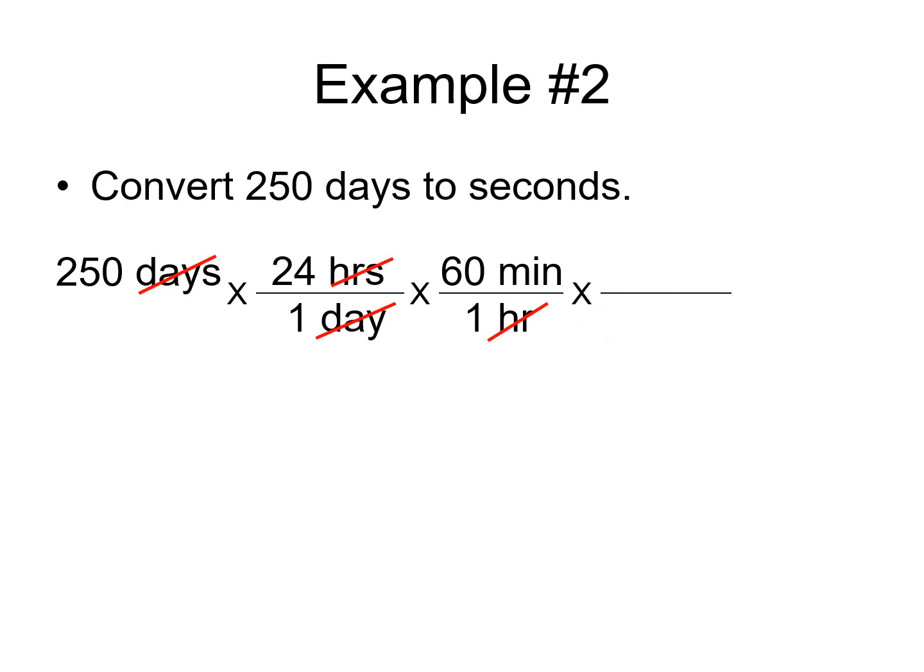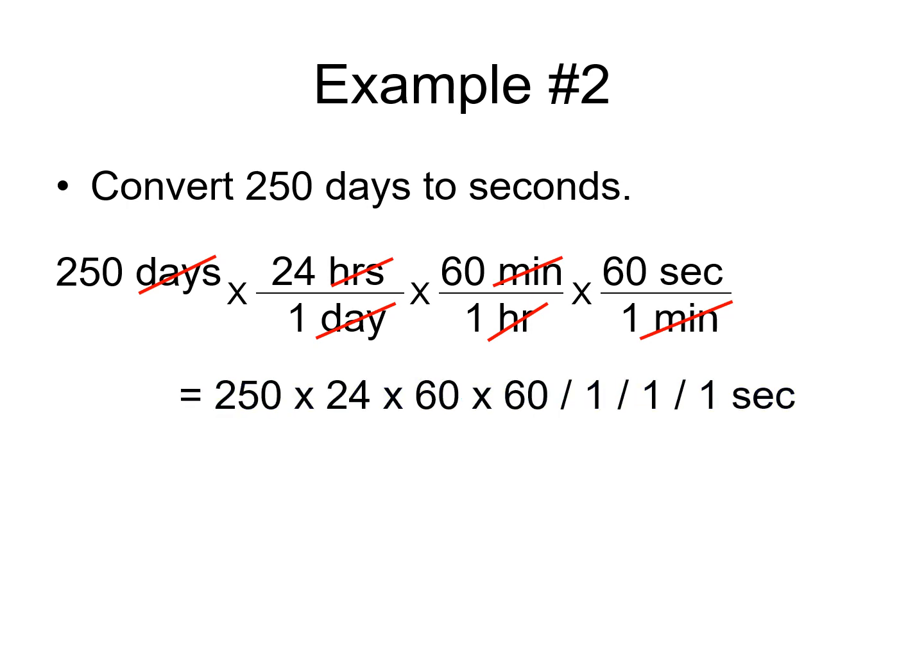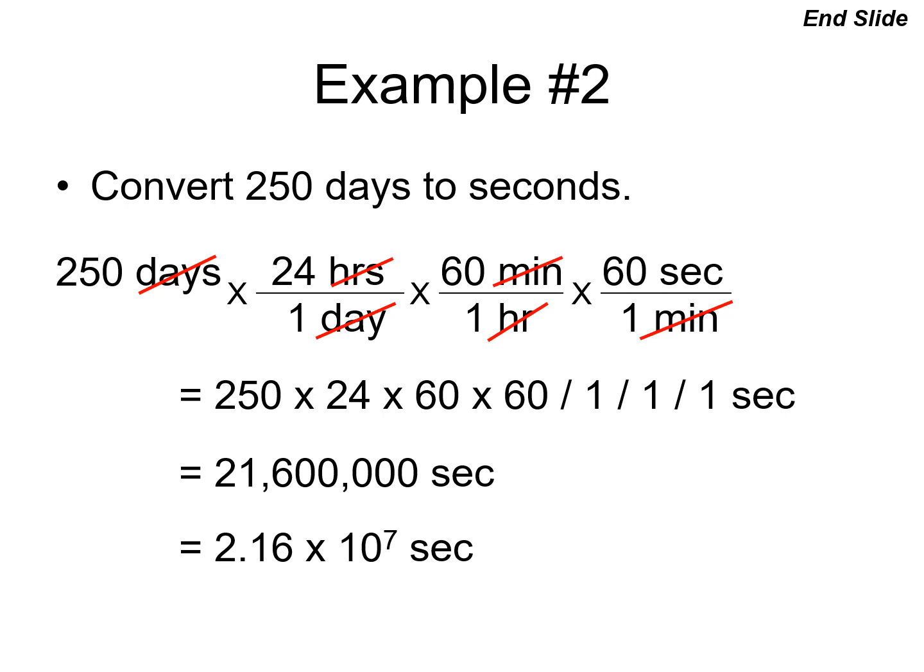And then one more conversion in order to get it to seconds. We go from minutes to seconds. I know there's 60 seconds in 1 minute. All right, so now we look at everything on top and multiply all those together. We divide by everything in the bottom, so it's 250 times 24 times 60 times 60 divided by 1, divided by 1, divided by 1, and that gives us 21,600,000 seconds, and we put that in scientific notation to be 2.16 times 10 to the 7th seconds.